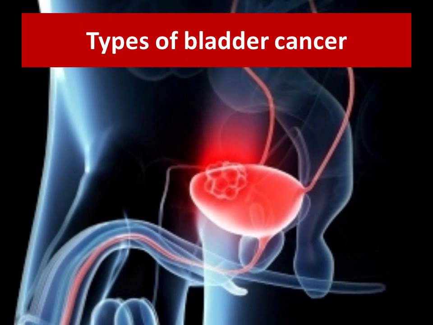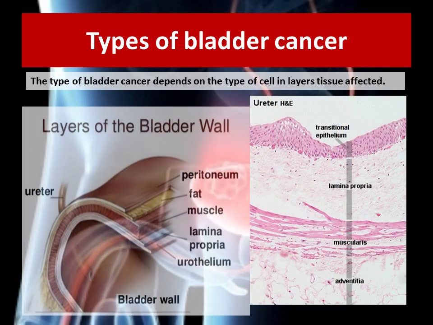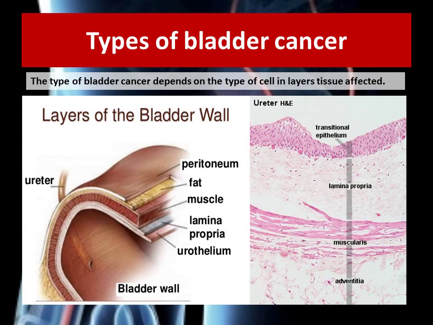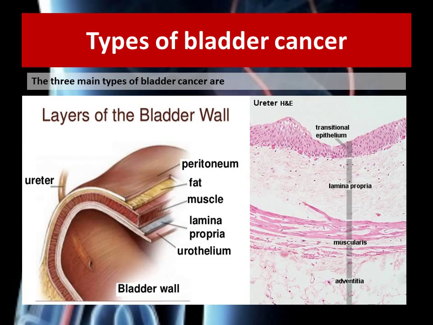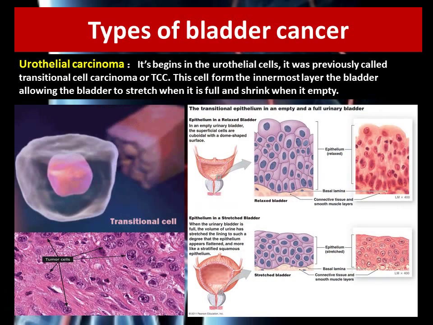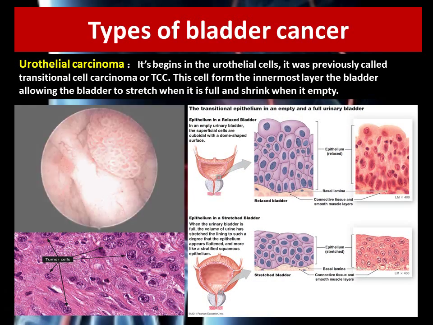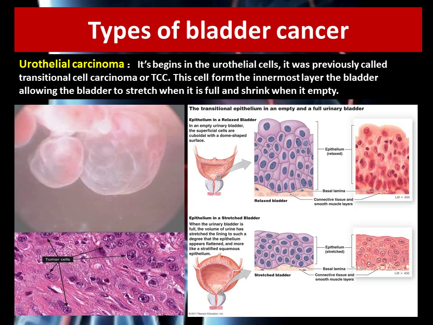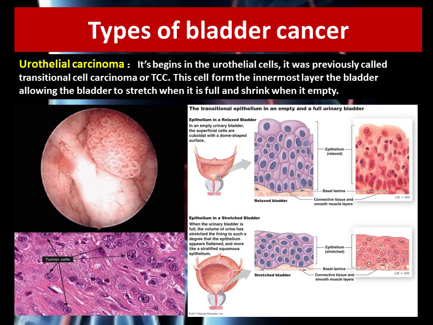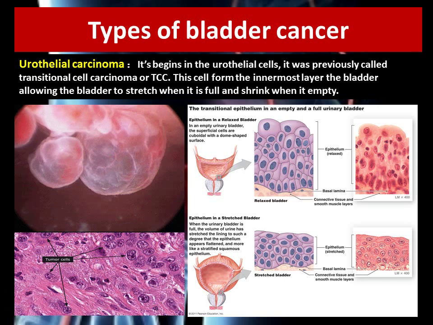Types of bladder cancer. The type of bladder cancer depends on the type of cell in the tissue layer affected. The three main types of bladder cancer are: first, urothelial carcinoma. It begins in the urothelial cells. It was previously called transitional cell carcinoma, or TCC. These cells form the innermost layer of the bladder, allowing the bladder to stretch when it's full and shrink when it's empty.